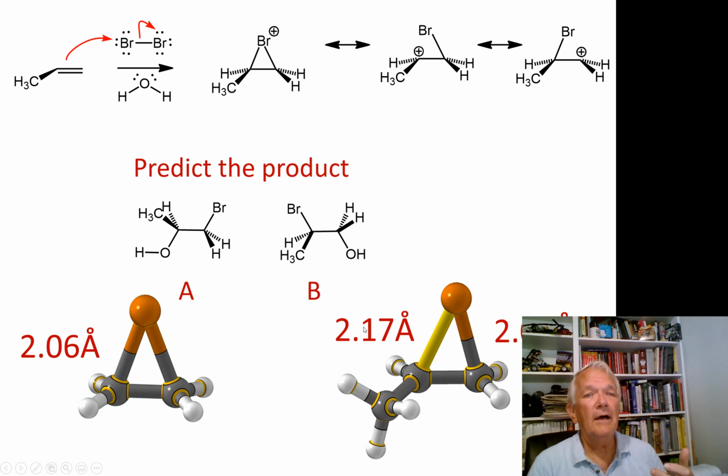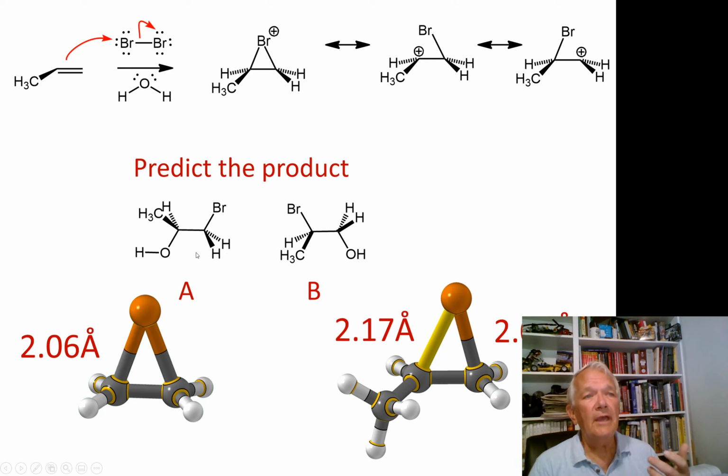And so when it opens up, you're going to end up with the hydroxyl group on the side of the methyl, because the hydroxyl group is going to come over here. So this, what we call regiochemistry, is very important. So you have to worry about two things.